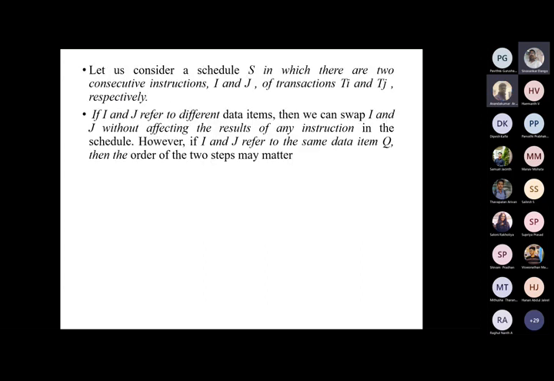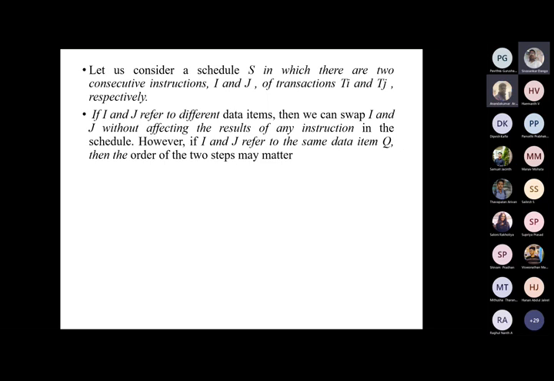To start with, let us consider a schedule S in which there are two consecutive instructions I and J of transactions Ti and Tj respectively, like what we have discussed long back. If I and J refer to different data items, then we can swap I and J without affecting the results of any instruction in the schedule. However, if I and J refer to the same data item Q, then the order of the two steps may matter.